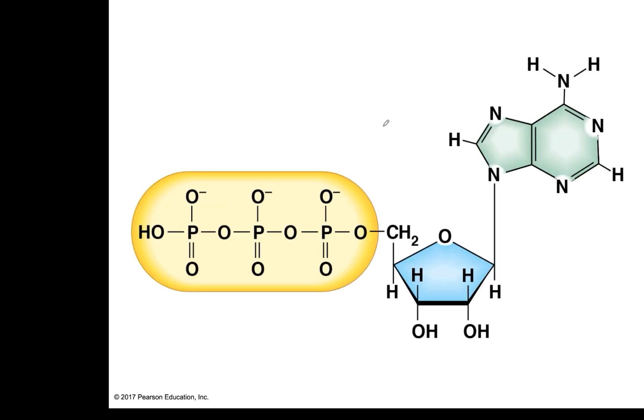This is the structure of ATP. One is sugar, pentose sugar, 5-carbon sugar. Second is phosphate. Third is base. What kind of base? Adenine. That's why it is adenosine triphosphate.